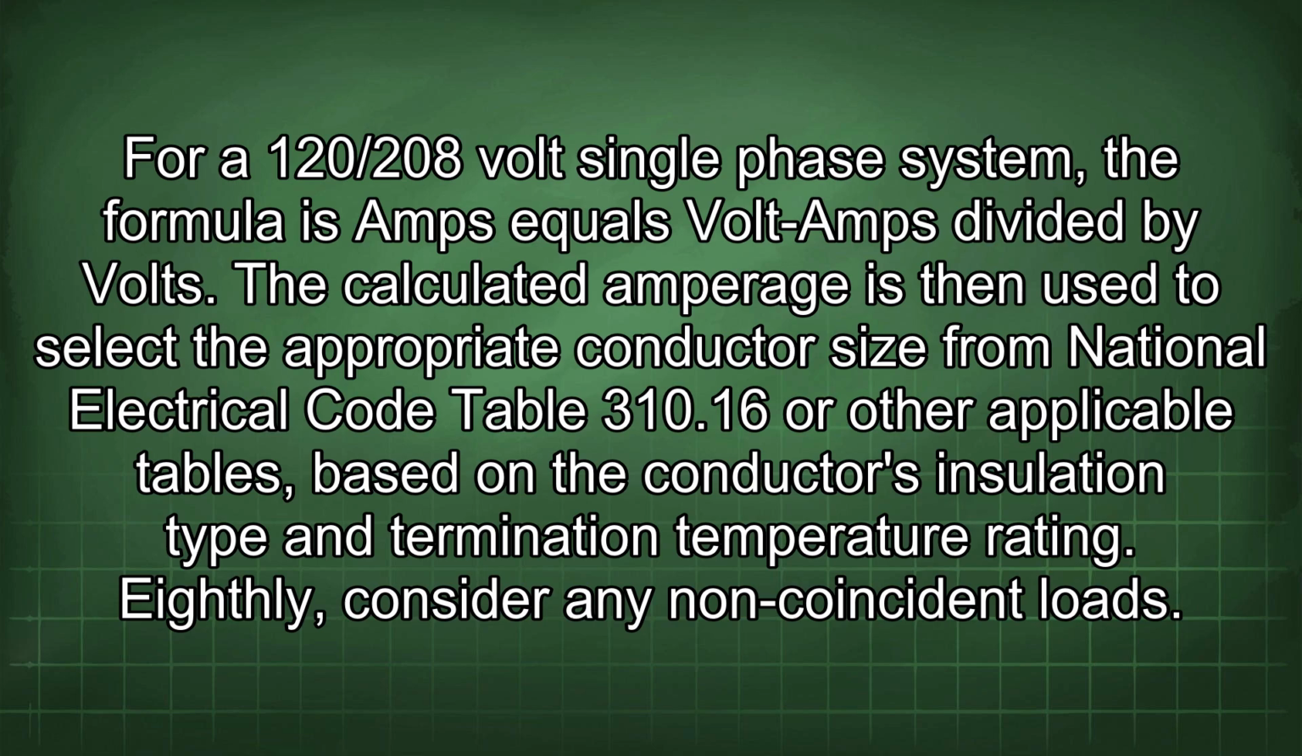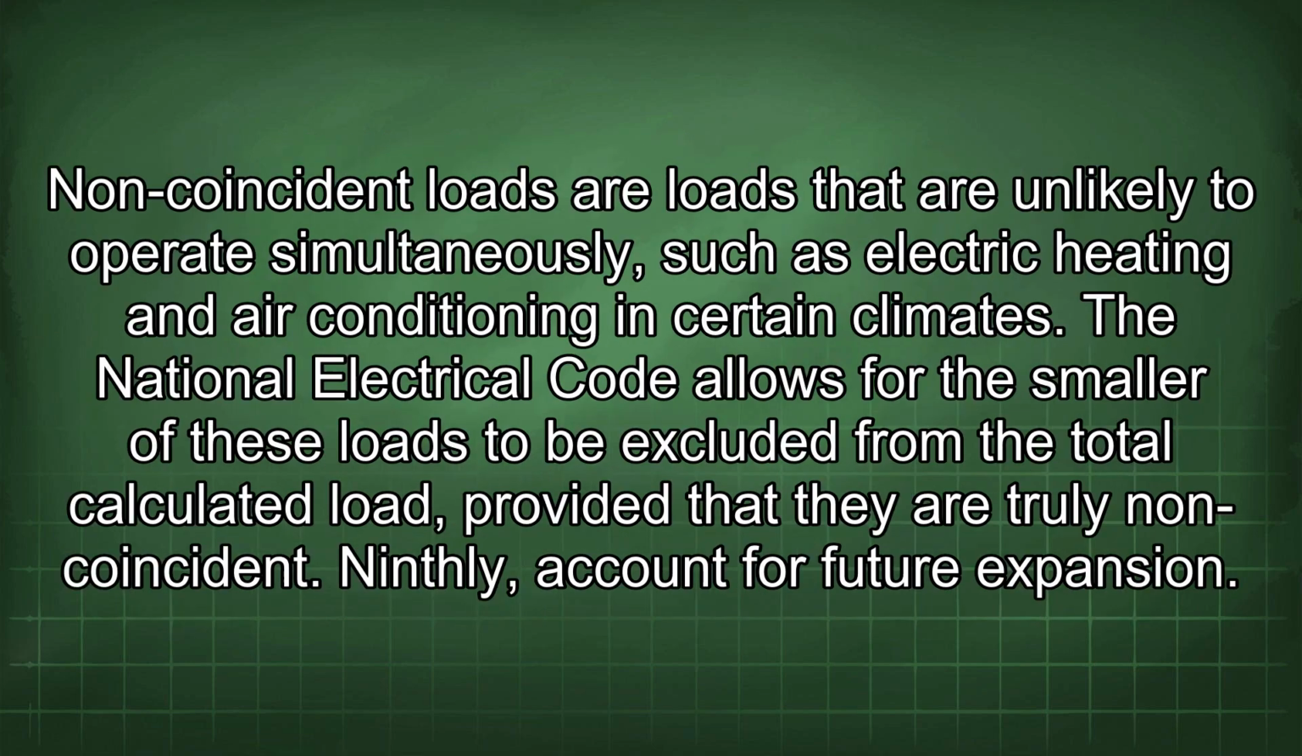Eighthly, consider any non-coincident loads. Non-coincident loads are loads that are unlikely to operate simultaneously, such as electric heating and air conditioning in certain climates. The National Electrical Code allows for the smaller of these loads to be excluded from the total calculated load, provided that they are truly non-coincident.